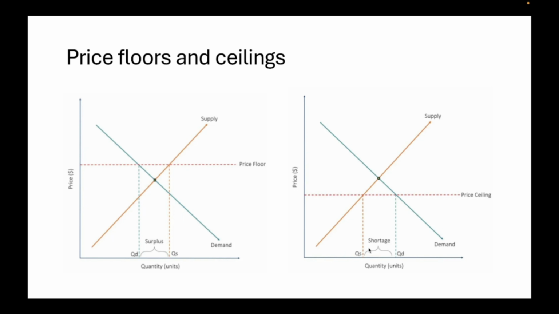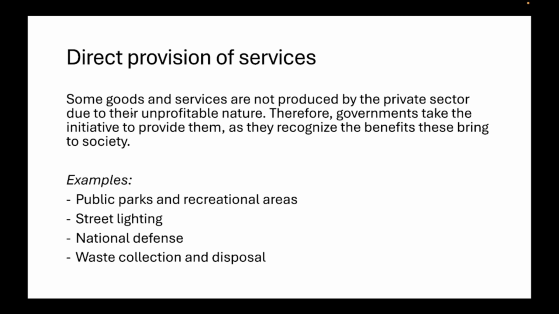What this does is it causes less supply and more demand, because obviously if something is less expensive, more people are going to want to buy it. However, not as many firms and producers are going to want to produce it. So this causes a shortage, as opposed to the surplus caused by a price floor. This is the simplest intervention. Actually, no, this is probably the simplest intervention.